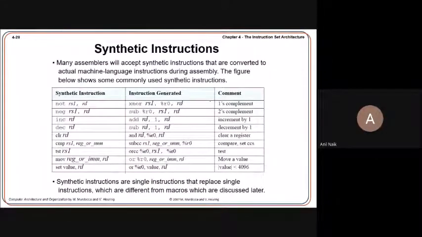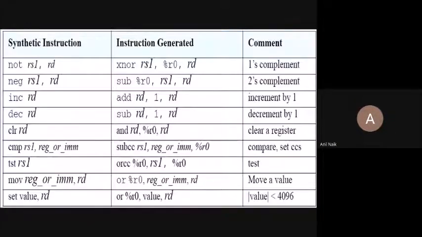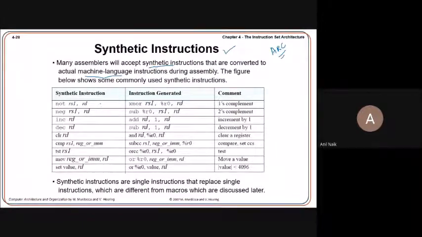Then we'll discuss synthetic instructions, ARC synthetic instructions. Many assemblers will accept synthetic instructions that are converted into actual machine language instructions during the assembly. Synthetic means this is the synthetic instruction, and this instruction is converted into a machine code form.